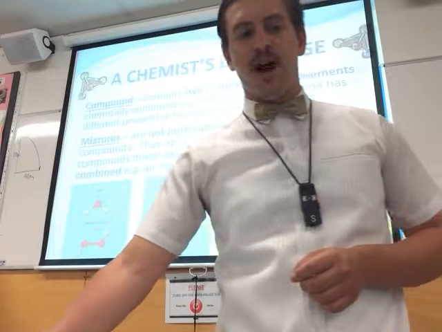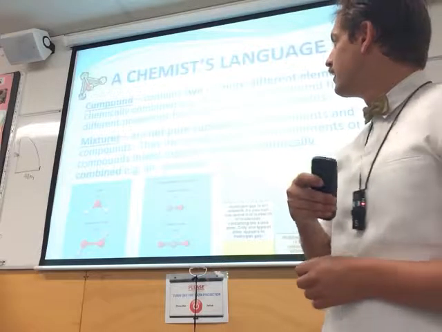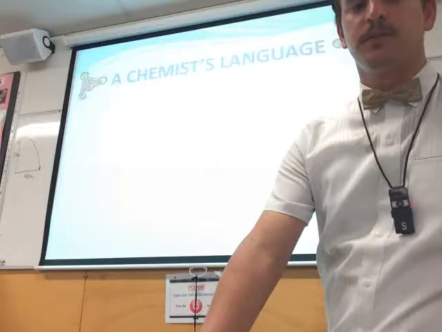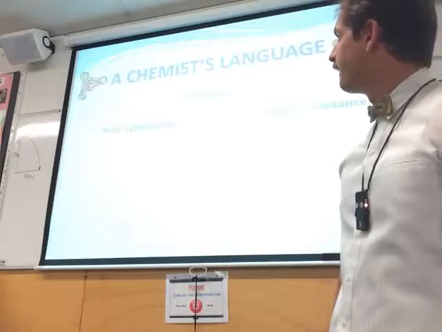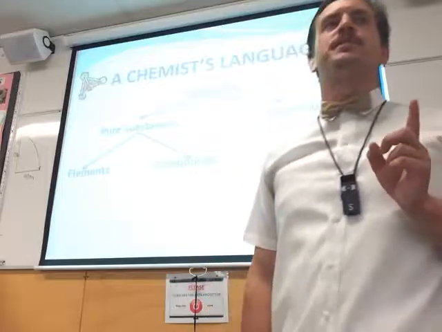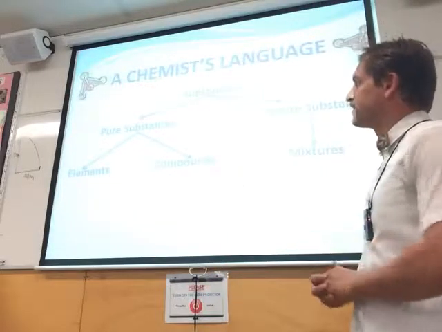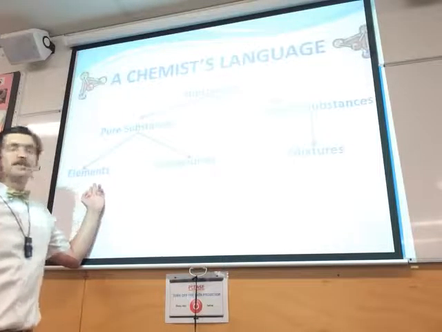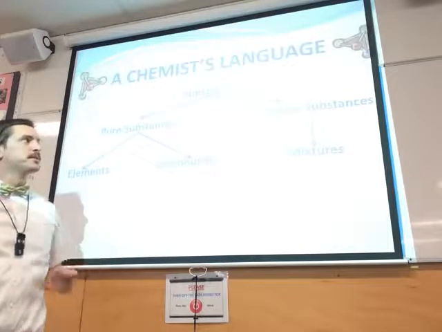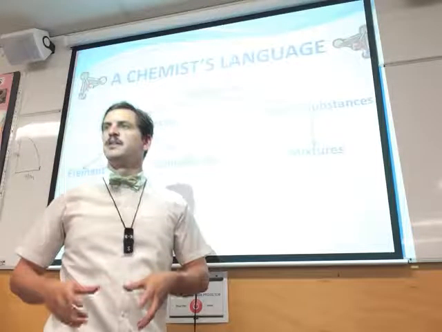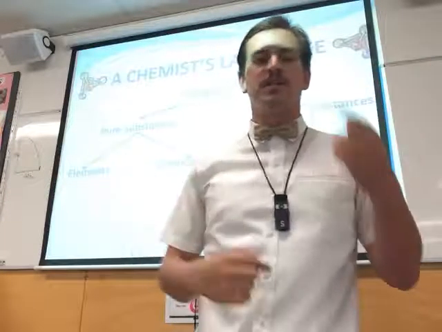So if we divide these up, just to be clear, substances can be divided into pure substances and impure substances. Pure substances could be elements or compounds. Impure substances are your mixtures. That's when you don't have the straight one thing. You've got a whole bunch of different chemicals.